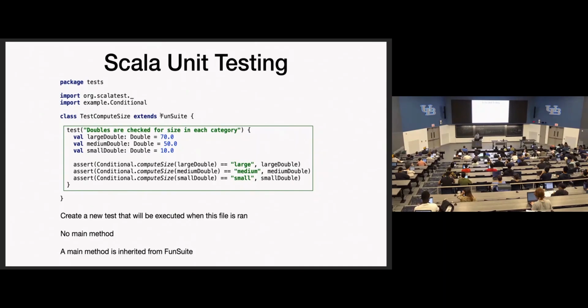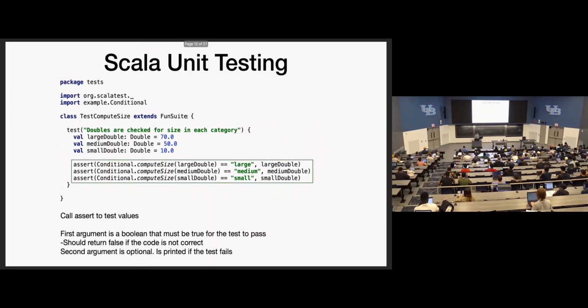There's no main method. There is a main method that's inherited from FunSuite. FunSuite is handling how this is run, how this is executed. And then any tests that you create are going to be executed when the FunSuite is run. So this is the whole structure that we need. And then finally, writing the test itself. This is going to, at some point, involve calling the method that you're testing, and verifying that it gave the right output on specific inputs.